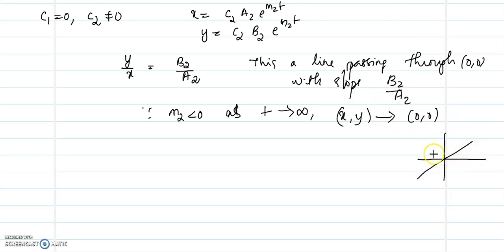Again, this line will be like this. Again, it will be entering the origin. Okay, so those are the two lines we are getting. Now let us consider the case where c1 not equal to 0 and c2 not equal to 0.